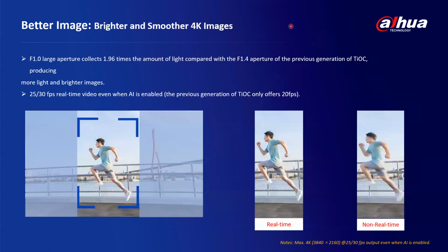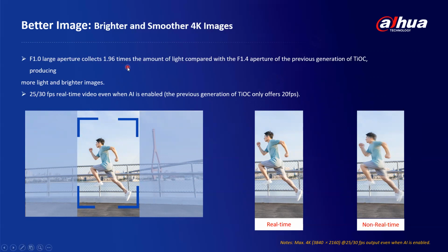So we have a bright and sharper 4K image in terms of its resolution. We have the f value of 1.0 that supports a large super aperture that collects 1.96 times the amount of light compared with a camera that has an f value of 1.4 aperture size, of the previous generation of the TiOC. So this will produce more light and brighter images.